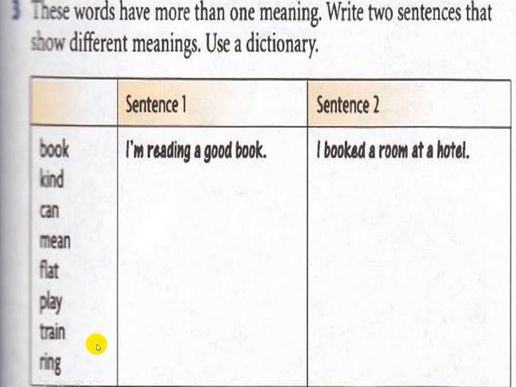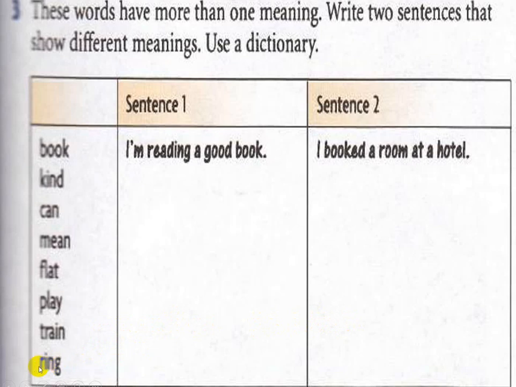Train. The first sentence we can say the train is coming. The train is coming. And the second sentence, we can say athletes have to train every day. Here train means to train. So the first sentence, the train is coming, and the second one, athletes have to train very hard every day.